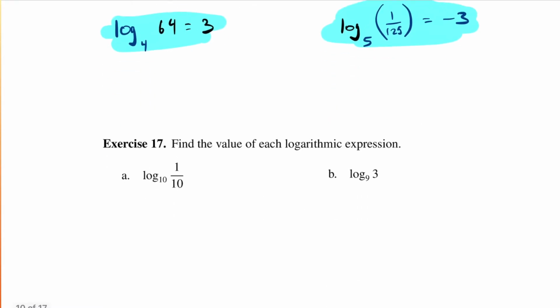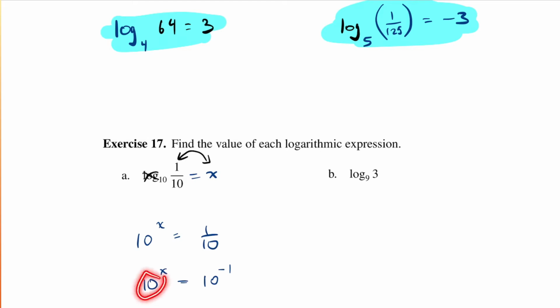All right, now they want us to find the value of each logarithmic expression. So since we're trying to evaluate these, you want to set it equal to x so that we can convert using our definition. So if you convert, you're going to have base 10 to the exponent of x is equal to 1 over 10. All right, so our goal is to write these both in base 10 so that we can actually solve for the exponent. So another way to write 1 over 10 is to write that as 10 to the -1 exponent, because the -1 tells you to take the reciprocal. So 10 to the -1 is 1/10.